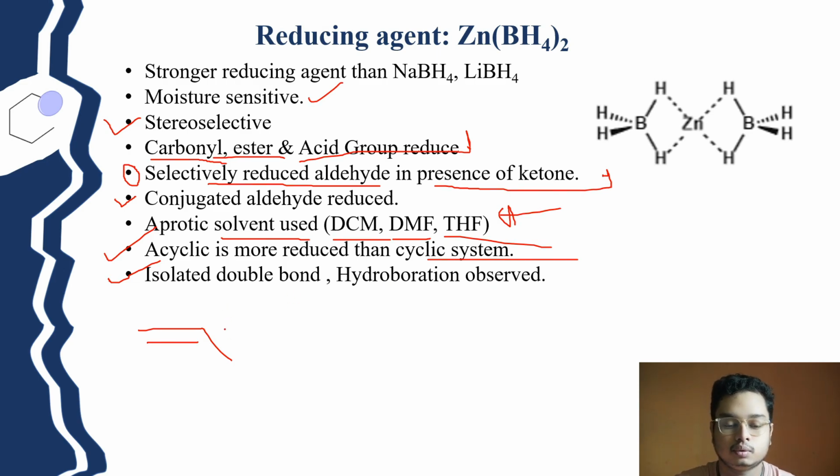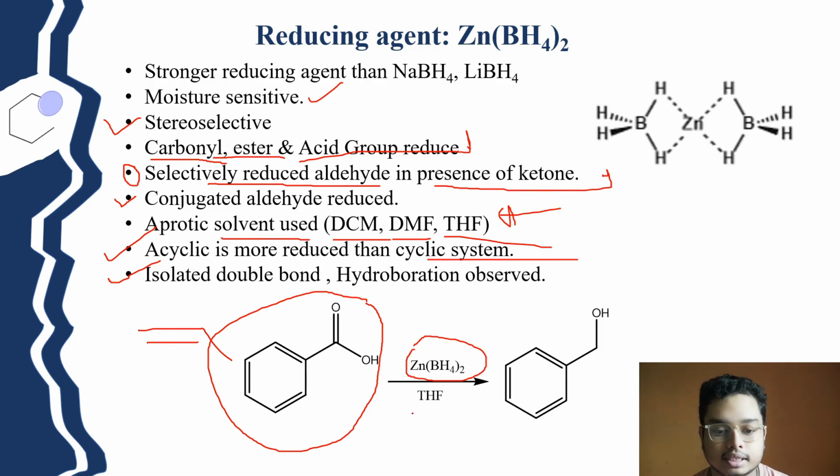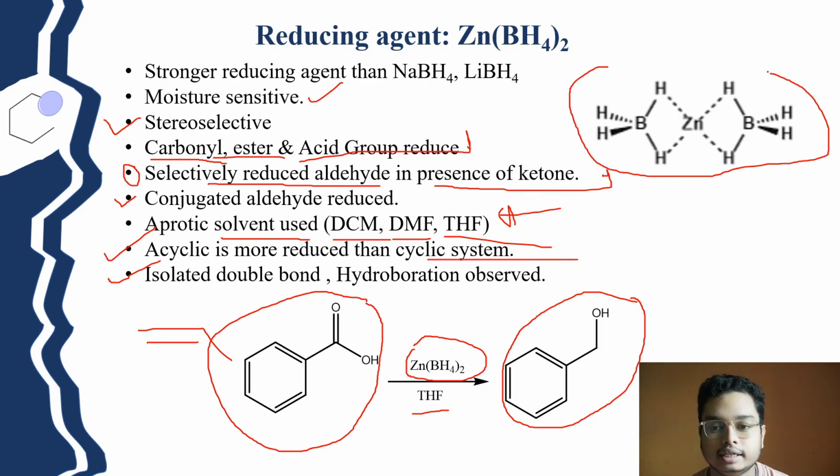So what should the reaction be? If it is an acid moiety, that is benzoic acid, and benzoic acid reacts with zinc borohydride in the presence of aprotic solvent THF, it gives the corresponding alcohol. And the structure of this particular zinc borohydride is this.